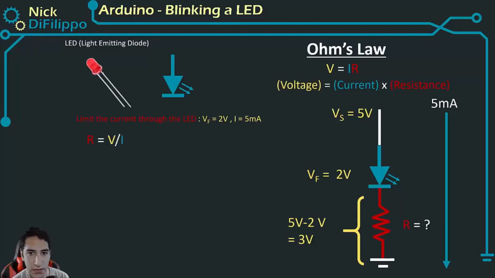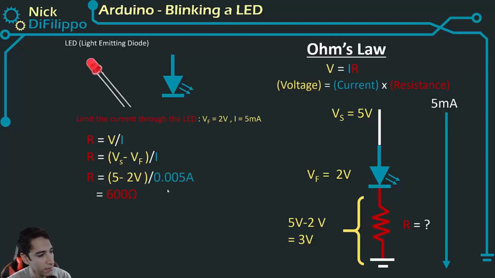So I can rearrange Ohm's law. R is equal to V over I. Then the voltage is what this resistor sees, so Vs minus Vf. Vs is 5 volts. Vf is 2 volts. My current is 5 milliamps or 0.005 amps. And I can solve this and I need a resistor value of 600 ohms.